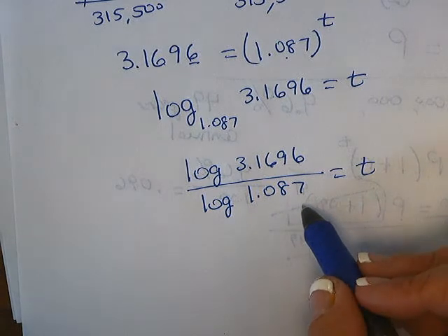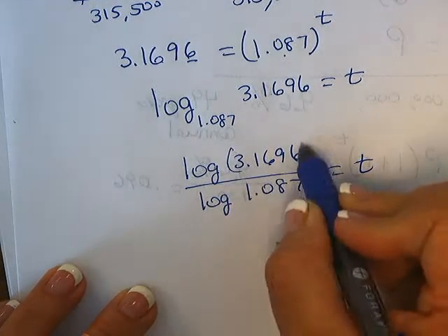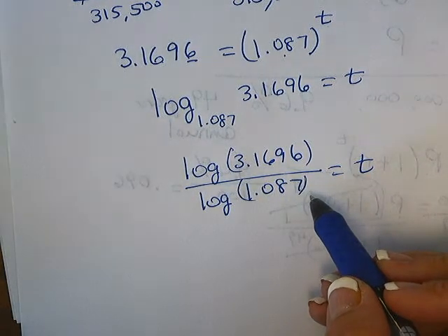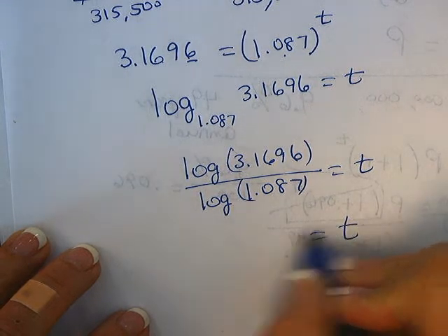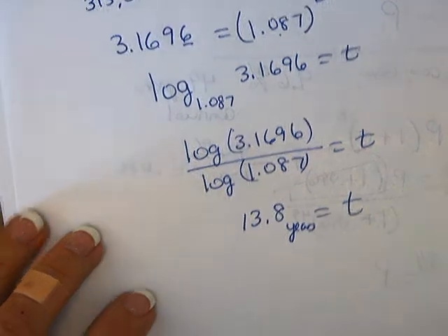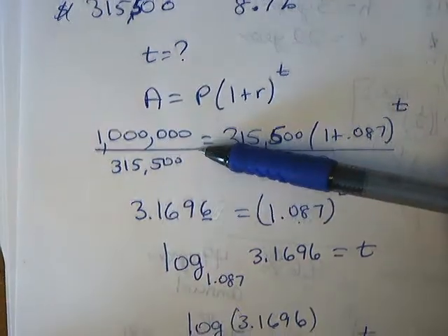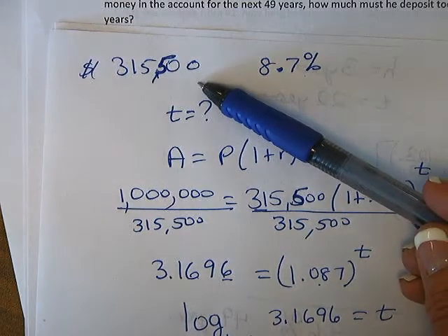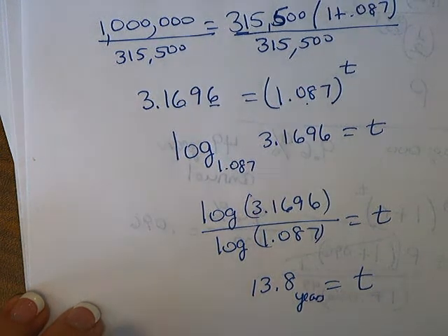We're going to plug this in the calculator. 3.1696, close parentheses, let's put that as a reminder, divided by log of 1.087, close parentheses. And we get T is equal to 13.8 years. So in almost 14 years, her house went from $315,500 to $1 million in terms of its value. Excellent appreciation.